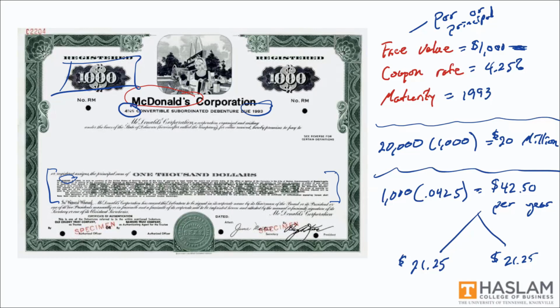If you also look in this fine print, you'll see the date this bond was originally issued, and I can't see it exactly, so I'm going to guess. I'm going to guess that it was 1983. And so if this bond was issued in 1983, it means it was issued with 10 years to maturity. And so what are the implications of that? Well, at issue, this is a 10-year bond. How many payments will be made?